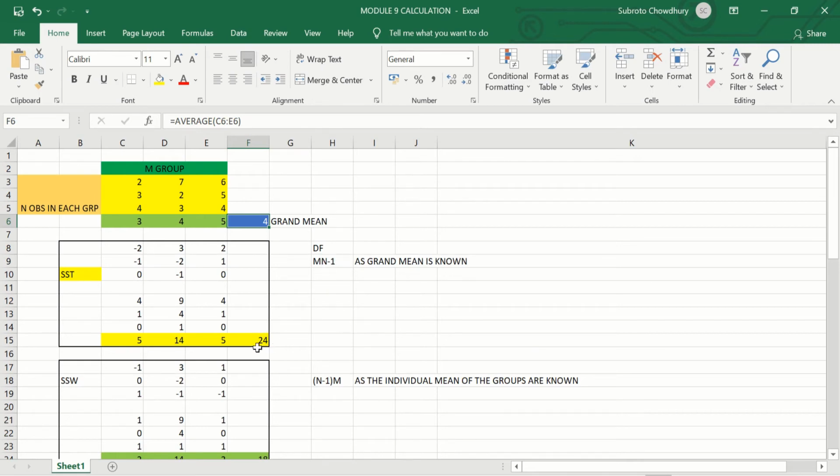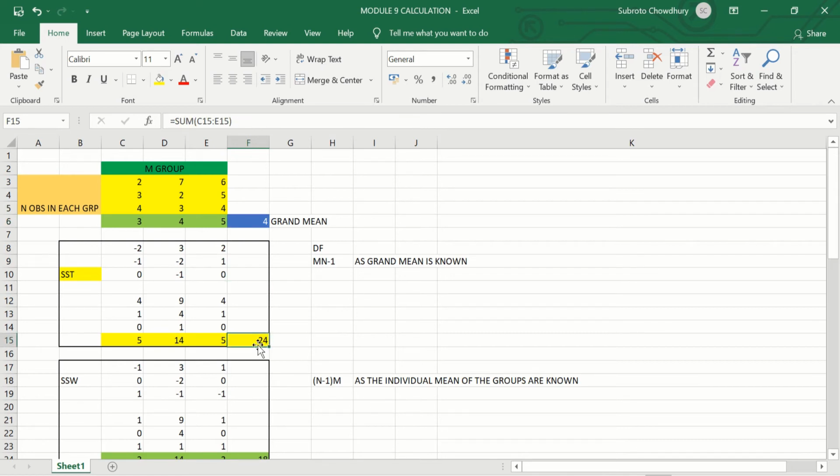We are taking the difference of the individual observation from the grand mean, right? We have taken the individual observation and the difference of the individual observation from the grand mean. Then you have squared the terms, added them, and what we got is SST, which is 24 in this case.